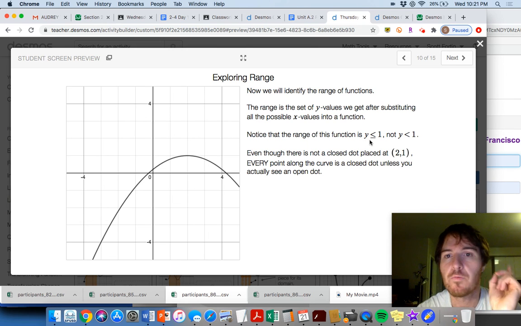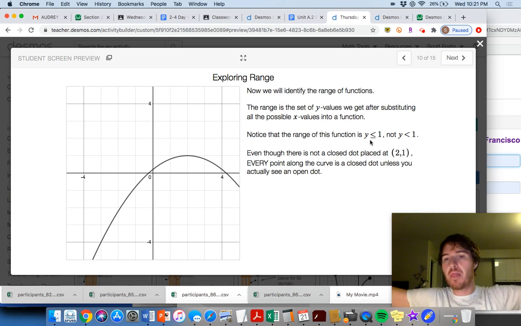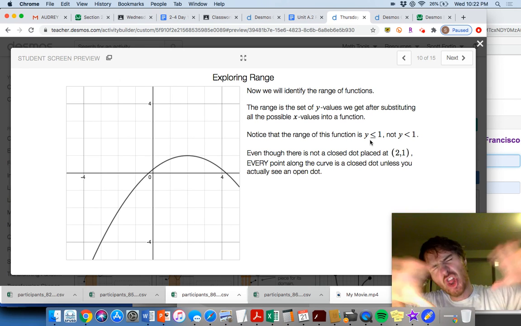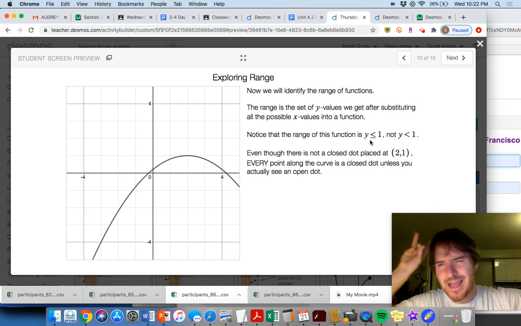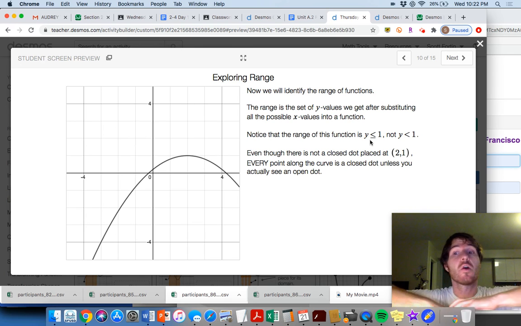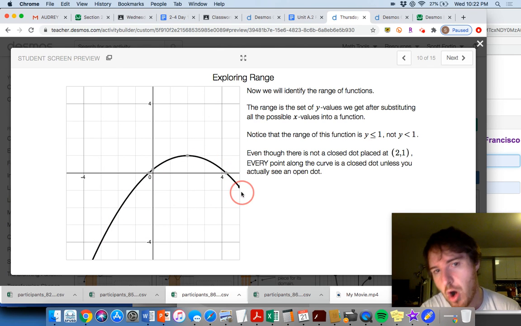The range is the set of y values we get after substituting all of the x values into a function, right? We put in any x value that we could possibly put in. We put in all of them, the set of all x values that can go into a function. These are all the y values that can come on out of that function, and that would be the range. What are all the y values that are going to come flooding out once we've tried all the x values?